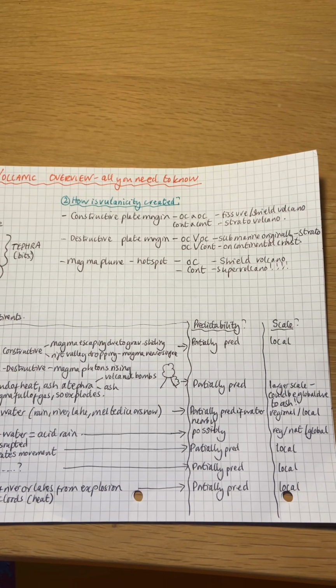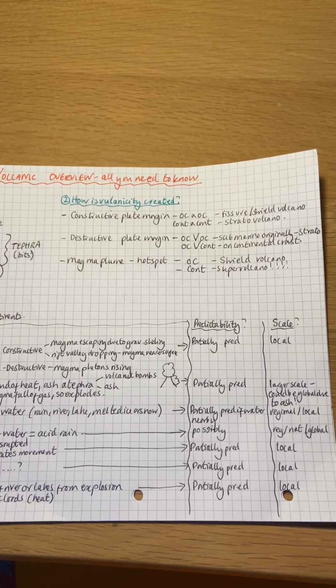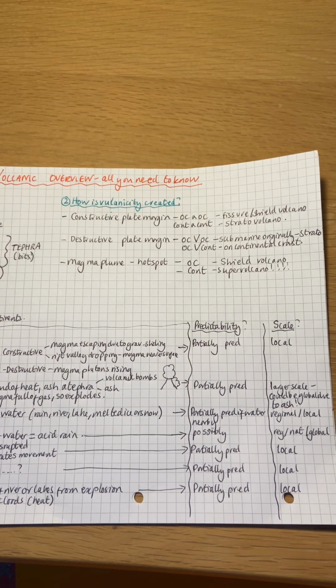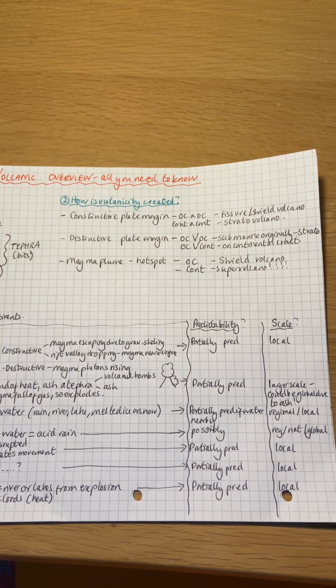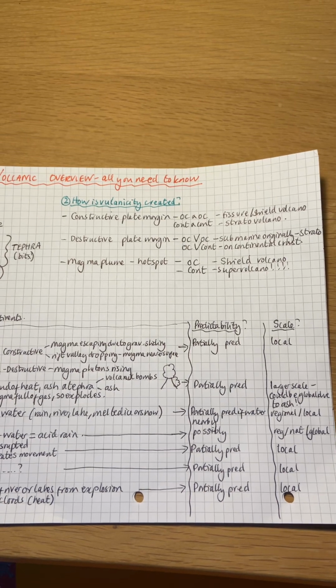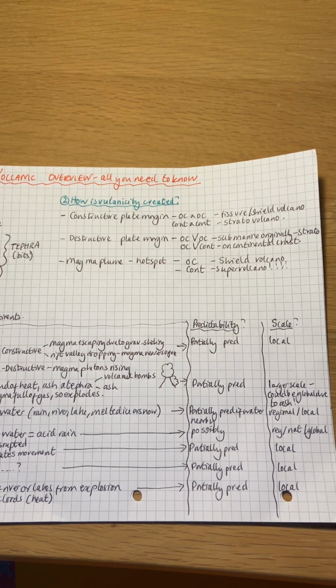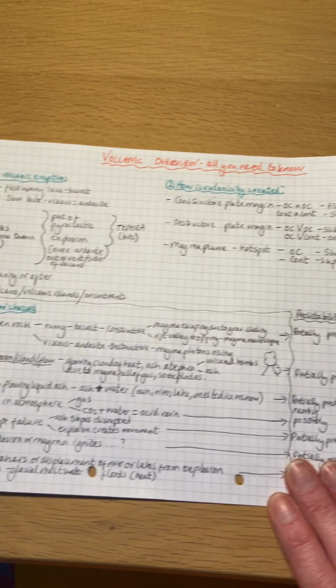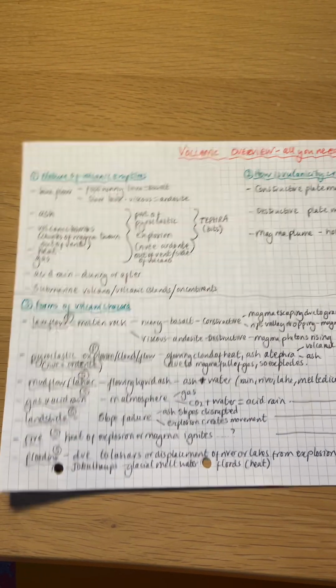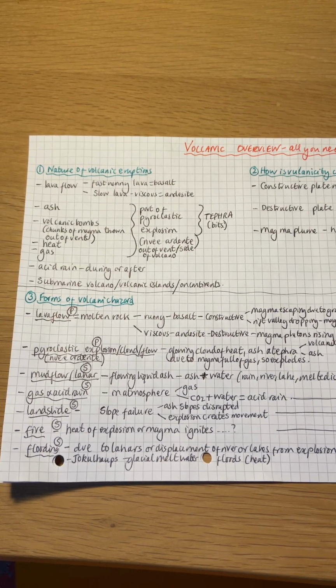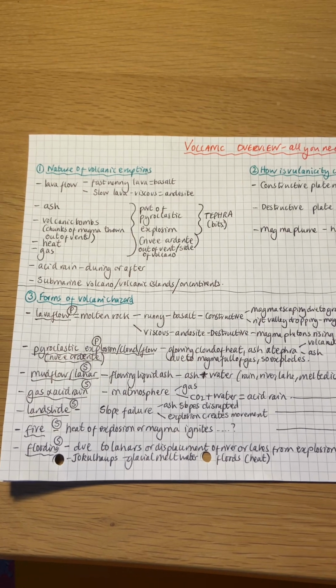Then finally, magma plumes, hotspots like in Hawaii for the oceanic crust, shield volcano, or underneath your continental crust where you get your supervolcano like in Yellowstone. Then we've got all the hazards. So this is quite a big part of the page, so what I'll try and do is move the page along as I talk you through it.